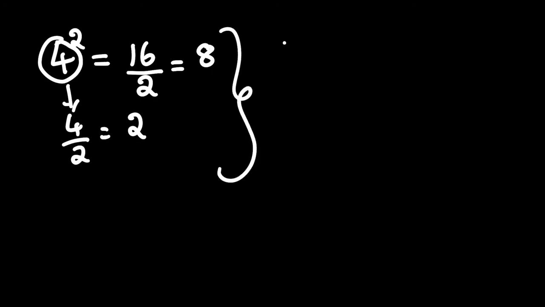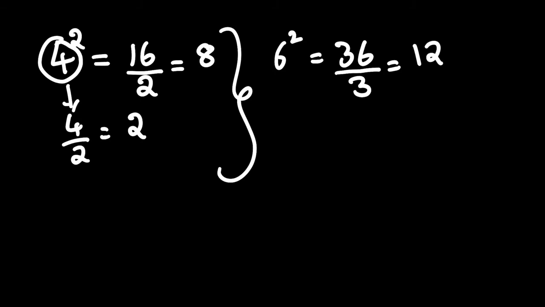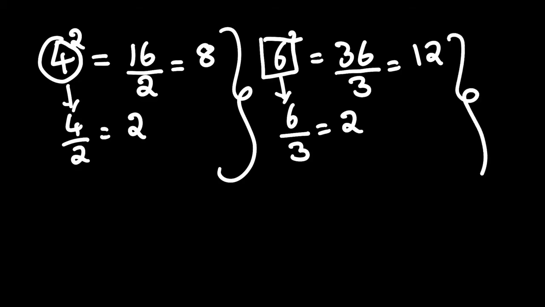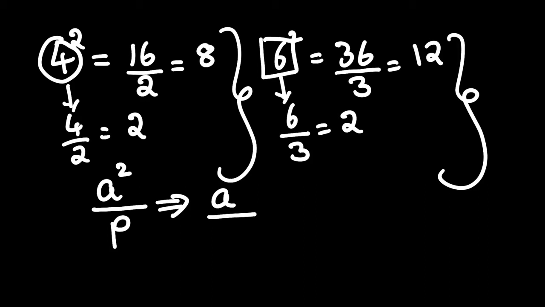What about 6 squared? It is 36. Is 36 divisible by 3? Yes, it is 12. Observe now. Is 6 also divisible by 3? Yes, it is 2. So from this, can I say that any number a squared, if it is divisible by a prime number p, it implies that a is also divisible by that same prime number p.